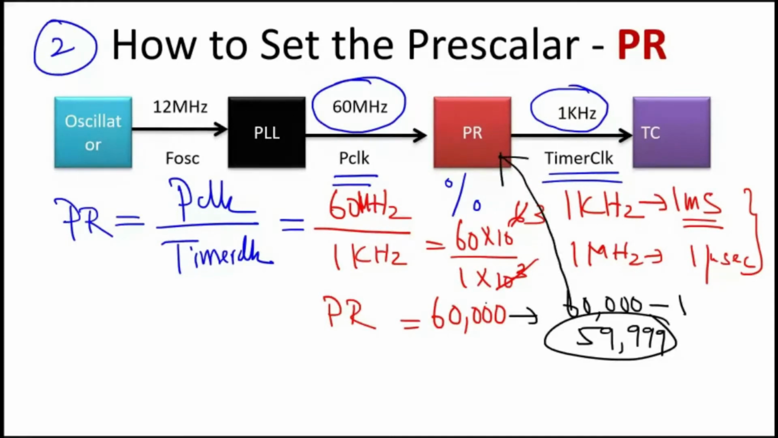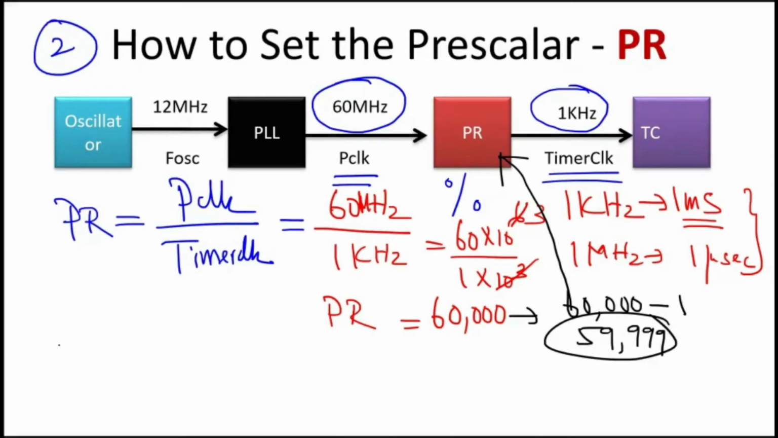Why do I do it that way? Because the processor will always add 1 to whatever I load. Thereby it becomes 60,000. Still the value is 60,000 only, but the processor will add 1 to it. So I subtract 1 and I load. This is for a timer clock of 1 millisecond.